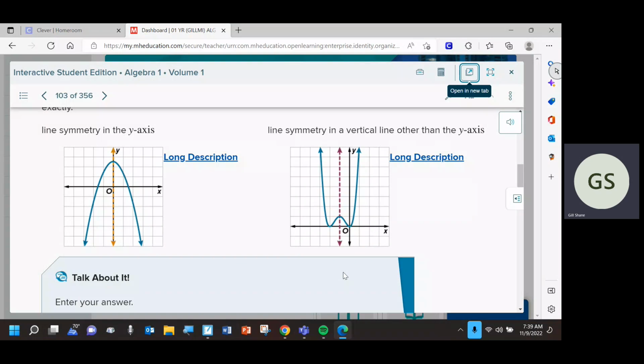I'm going to go back to bell work. All right, so again, symmetry means if we could draw a vertical line through the image, fold the image right through that line, that the right side would land right on top of the left side.